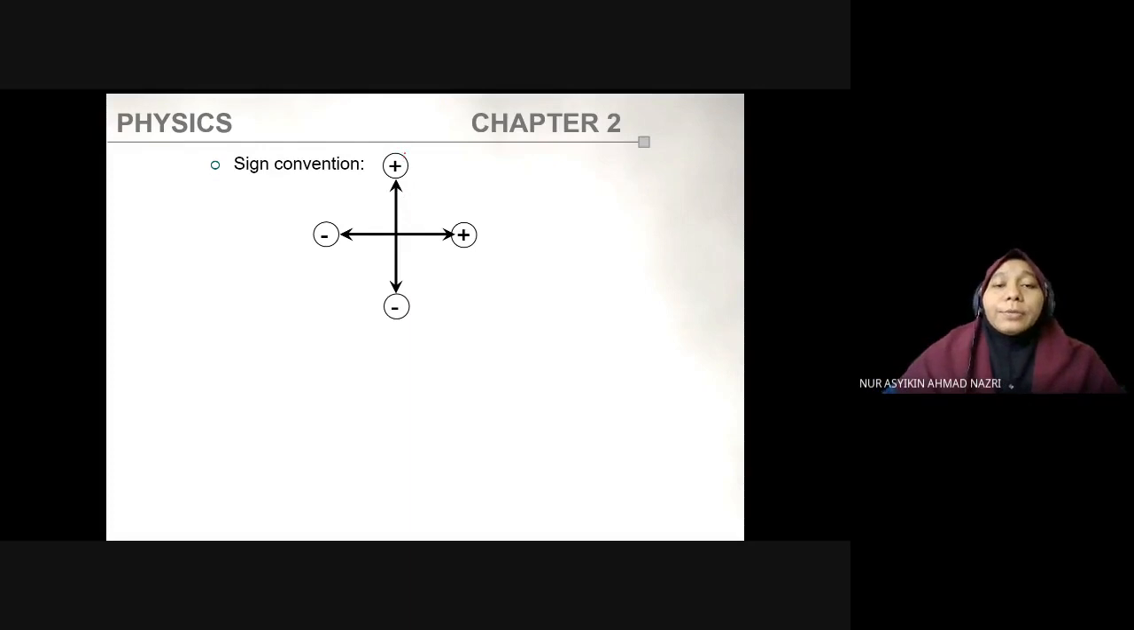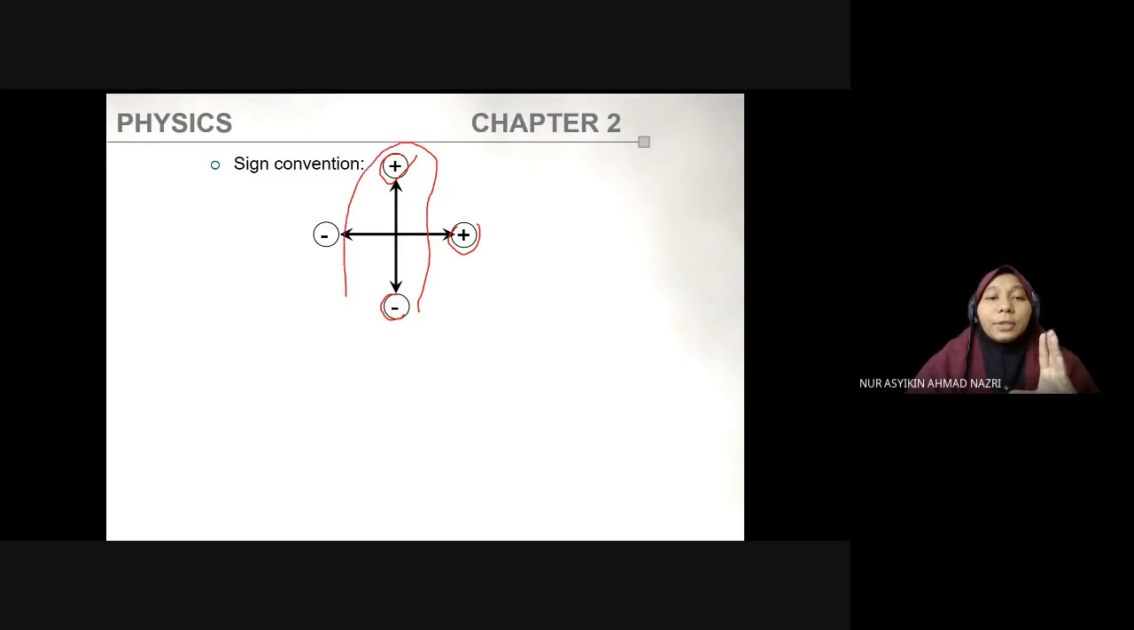Again, as I've always said, upward is positive, to the right is positive, downward is negative, to the left is negative. Going up, upward, positive, to the right, positive, going down, negative, to the left, negative. But now, for today's lesson, since we are focusing on free falling motion, it only involves vertical motion, which is going up or going down only.